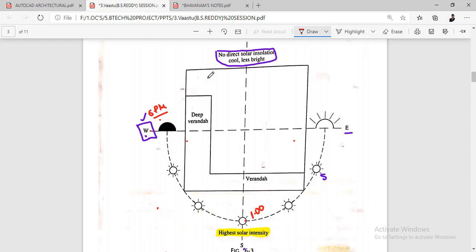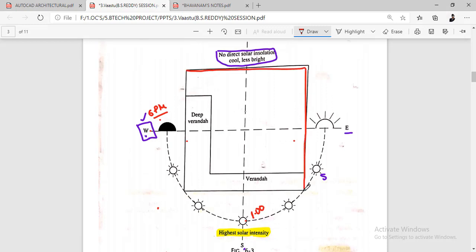Just imagine this portion is your flat. See this in the north direction, there is no direct solar insolation. It's cool and less bright. So the sun's rays will never affect this north direction. Just imagine this is your floor plan.